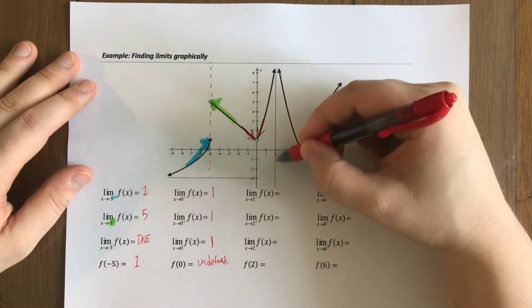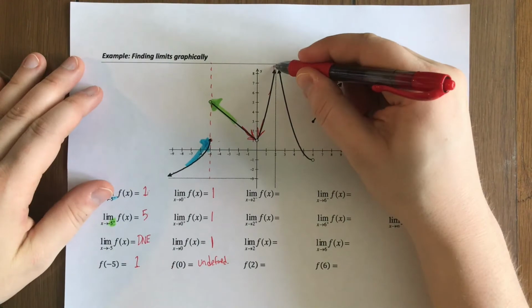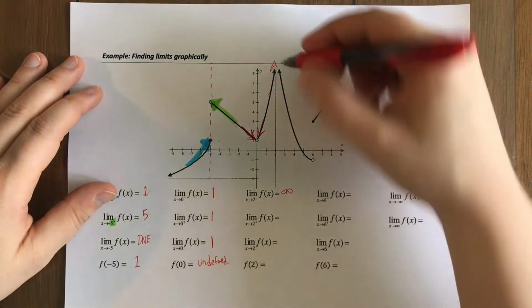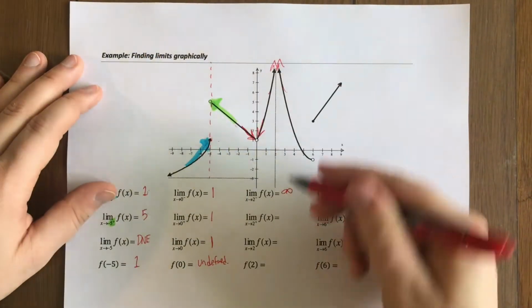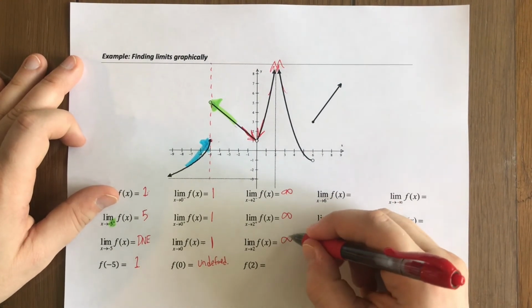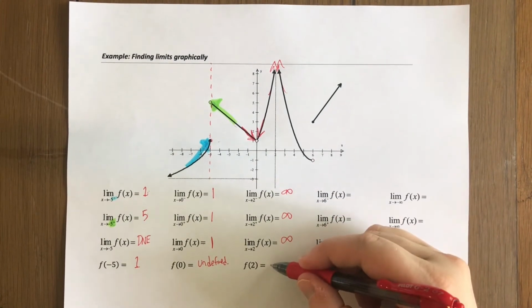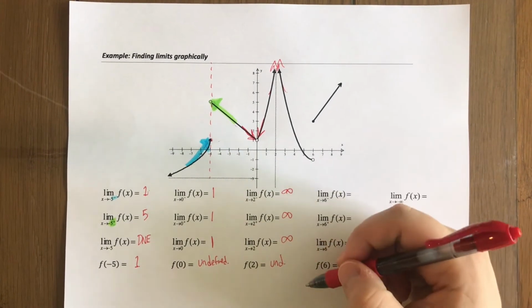At 2, we have this little line here indicating a vertical asymptote. As we approach from the left-hand side, it's going up towards positive infinity. From the right-hand side, it's going up towards positive infinity, and that means that we will say that the real limit is approaching positive infinity, and at 2 it is undefined because that's a vertical asymptote.